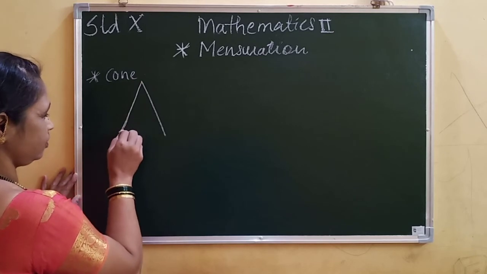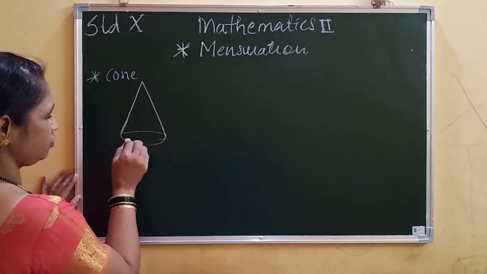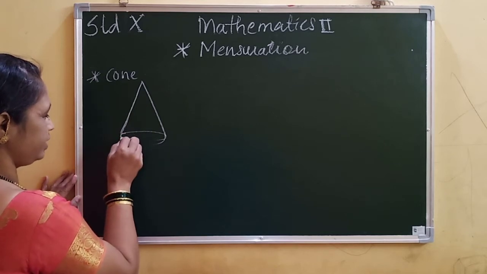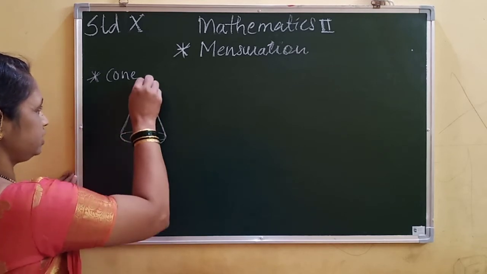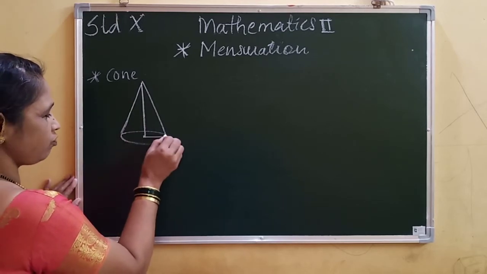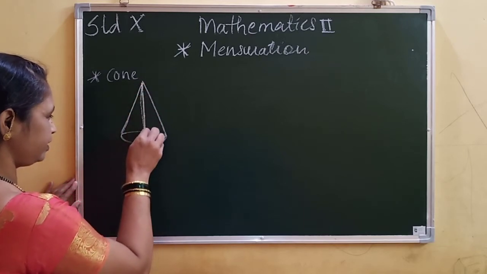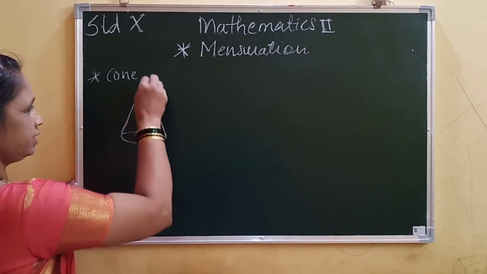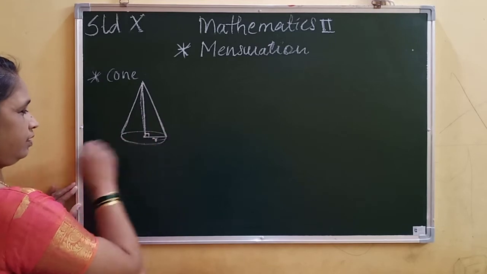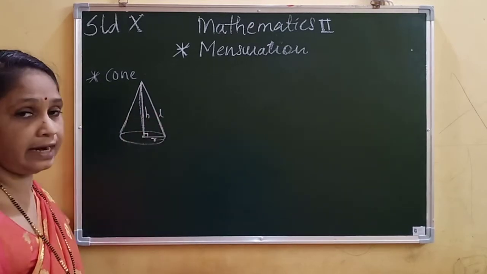Okay, now see, its base is in which form? It is in circular form. Okay, so the base is in circular form. Now this is in circular shape, so this is what? Radius. And here the height is perpendicular to the radius. So it is a right angle triangle. This is the height and this is the slant height.